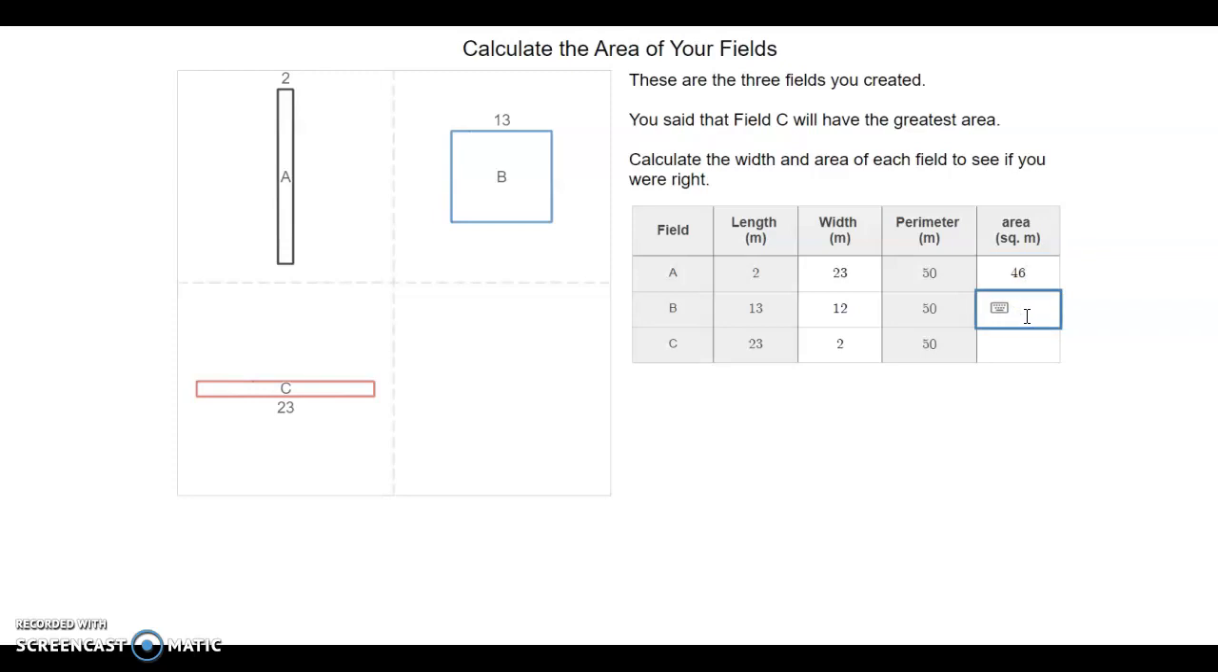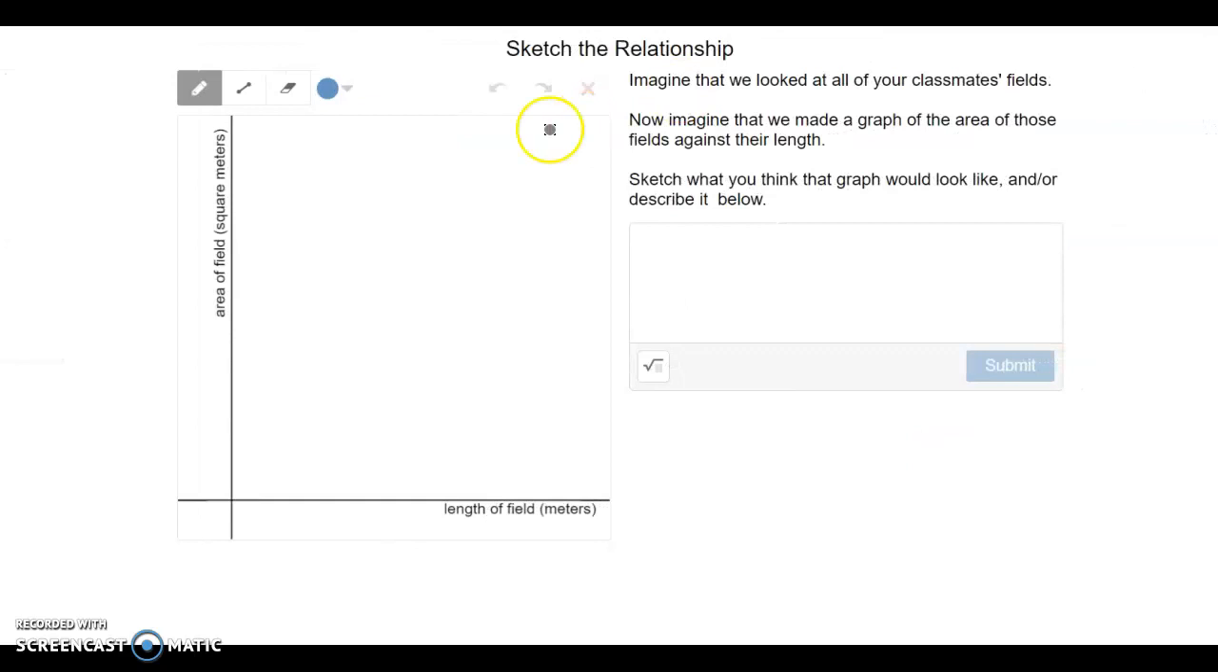13 times 12 is going to give me 156. And 23 times 2 is going to give me 46. So once you enter those numbers in, they will stay as is. So now it says for slide 7, sketch the relationship.